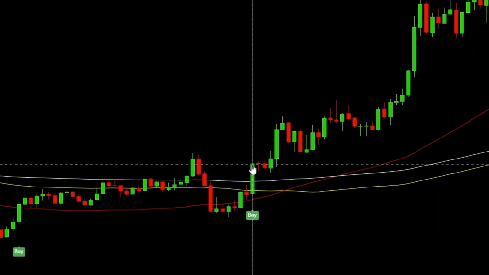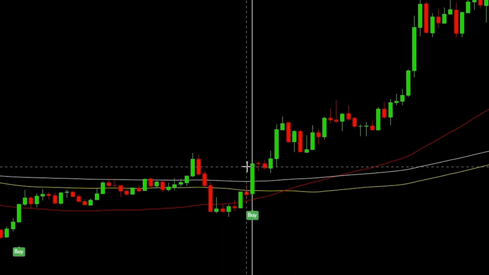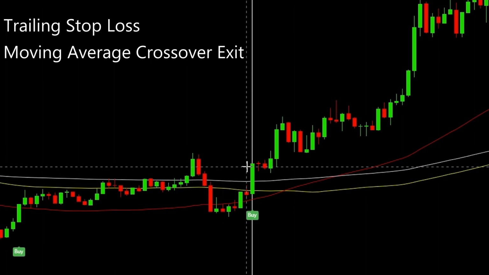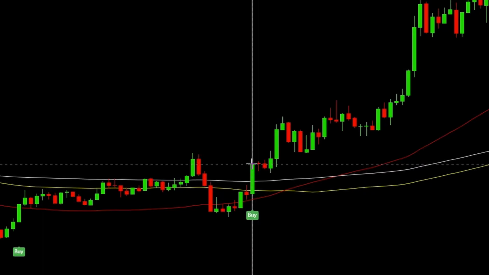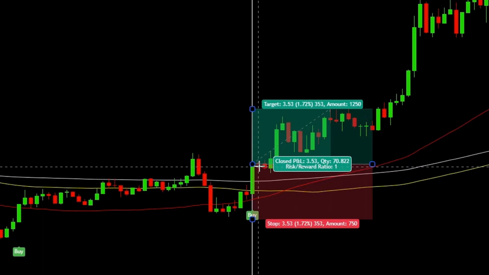I told you this is a simple strategy, yet it works. The reason why it works, in my opinion, is because of the trading stop loss and the moving average crossover exits. And we also have one extra filter, which is to exit the trade no matter what if 190 candles have passed. We can take a long entry at the close of the signal candle or at the open of the next candle.